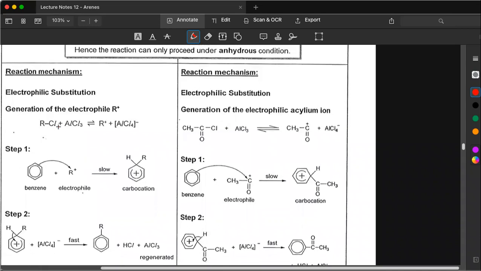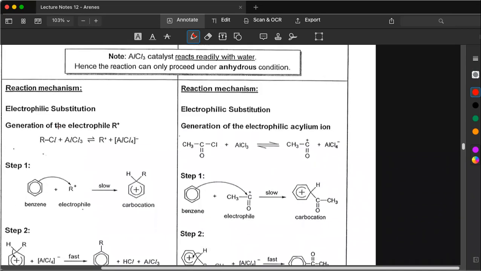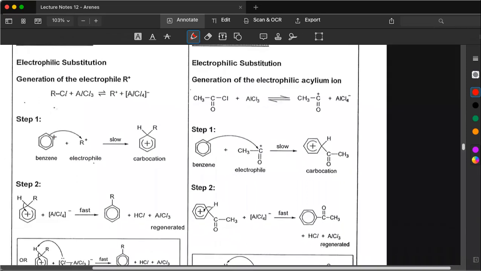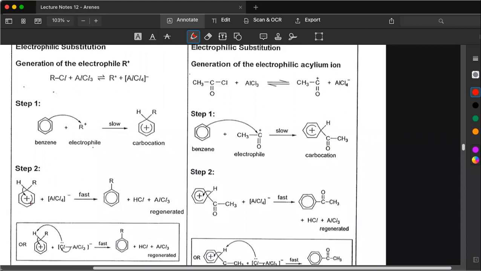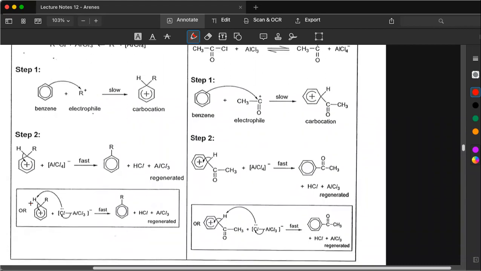R+, which can be a methyl or ethyl, and then it will attack the benzene ring, but the arrow must be from the electron rich to the electron deficient. That is a slow step, and you must draw the carbocation intermediate, all right? And then you have step 2, which is the fast step, where the intermediate is deprotonated, with the H going back to form HCl and AlCl3.